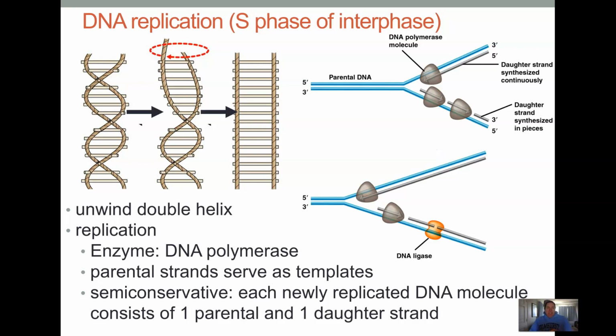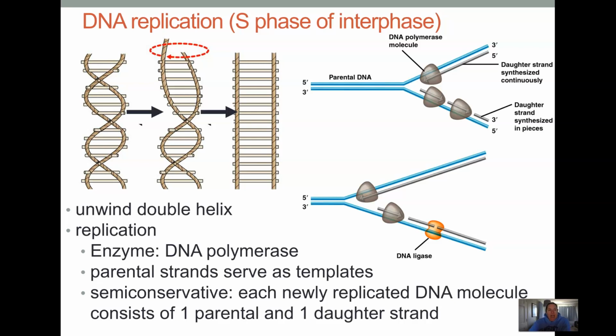If you recall, DNA replication occurs in the S phase of interphase. Before the cell undergoes, in this case, let's just talk about mitosis and keep it simple, before the cell enters the mitotic phase, during S phase of interphase, the DNA has to replicate itself. If DNA replication doesn't occur, the cell can't divide because it doesn't have two copies of DNA.